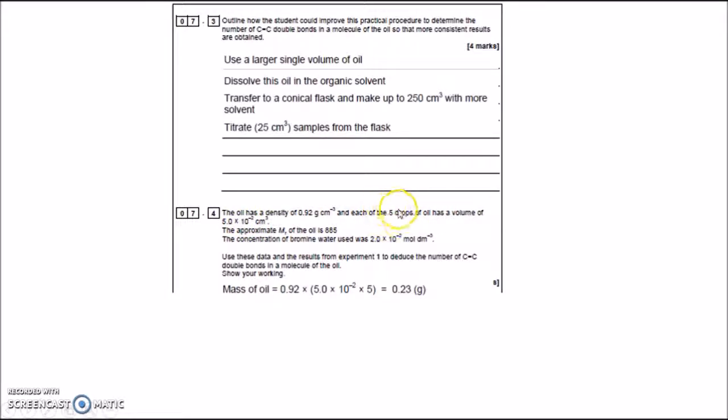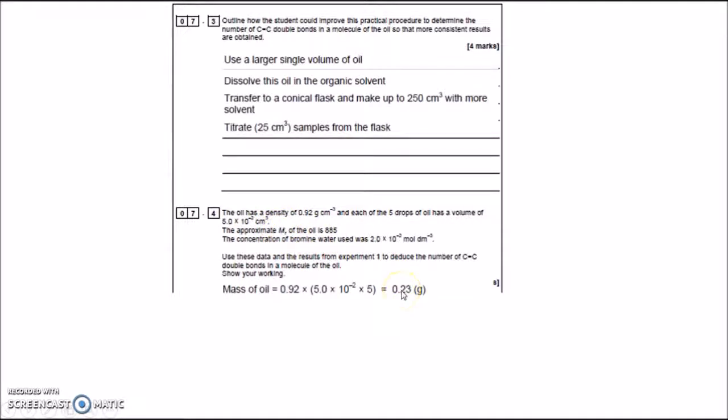So that's potentially where you'd make a mistake, because each drop of oil has a volume of 5 and you've got 5 drops. So the total mass of oil, you need to times by 5 because you've got 5 drops, 0.23 grams. What's next? Right, I've got the mass of the oil, I've got an MR.